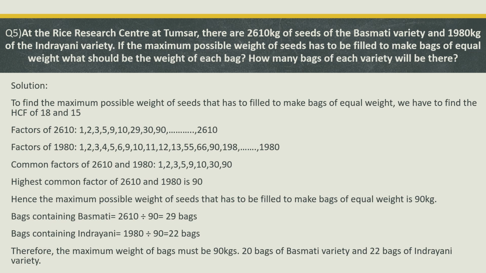So for maximum we'll find HCF, that is factors, common factors and highest common factor. So factors of 2610, here the number is very big. We need not find till 2610. We can find almost 10 to 12 factors. Just find 10 to 12 factors if the number is very big, because we don't have much time to sit and find the factors of 3-digit and 4-digit numbers, however big it is.